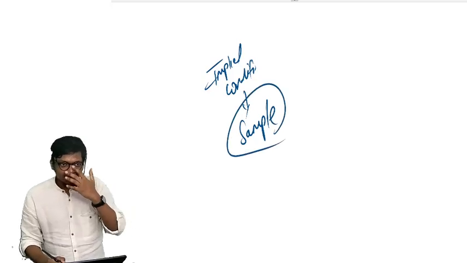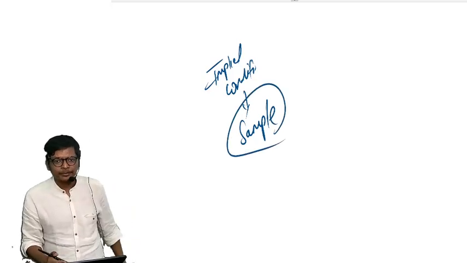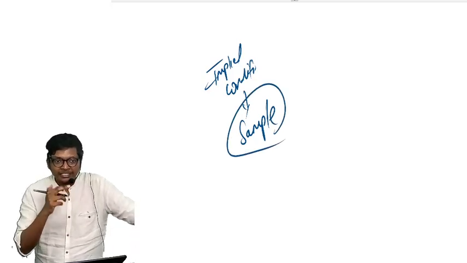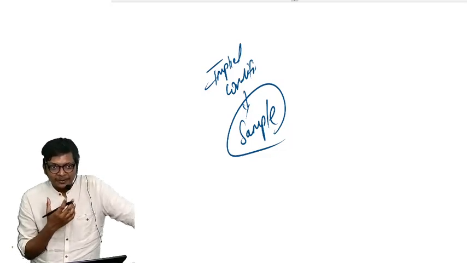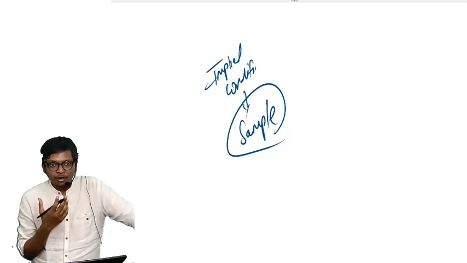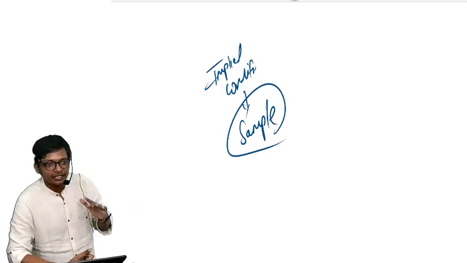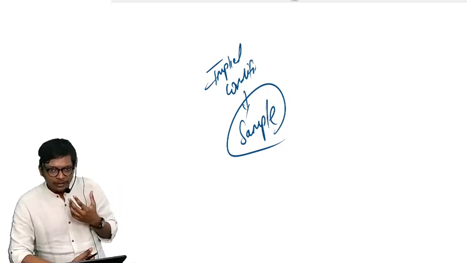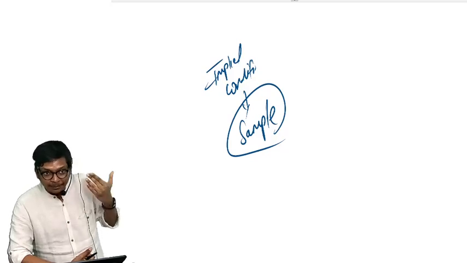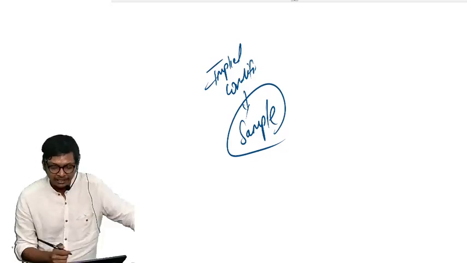Sample, very simple. When I buy something trusting the sample, the main goods should also match that. I purchase the class, sir, trusting the demo class. The demo class some other faculty is taking, the main class some other faculty is taking. Will you accept? How can the demo class and main class be different now? It should be similar to that.